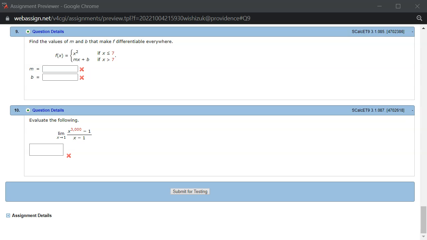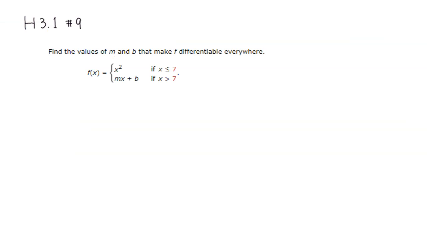All right, let's look at homework 3.1, problem number 9. We have this piecewise defined function, and we want to make sure that it is differentiable. The only potential problem point where it might not be differentiable is at x equals 7, because x squared is perfectly differentiable and mx plus b is just a straight line. But the gap between the two could be the problem.